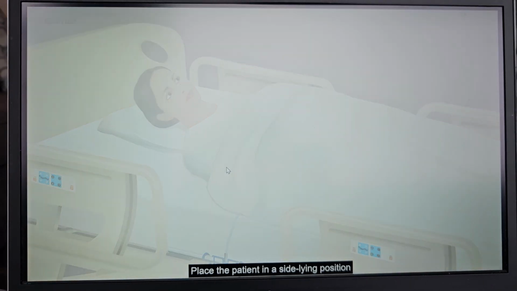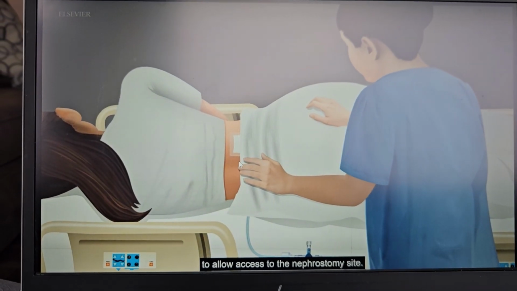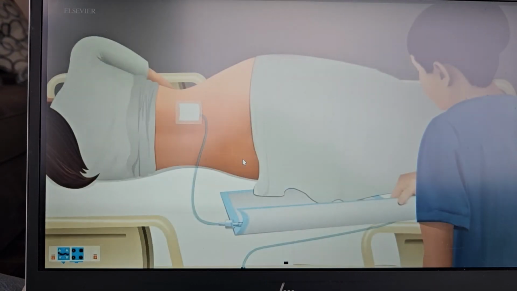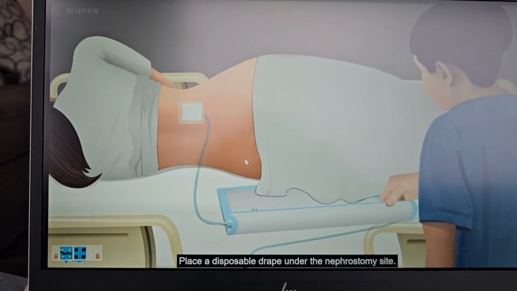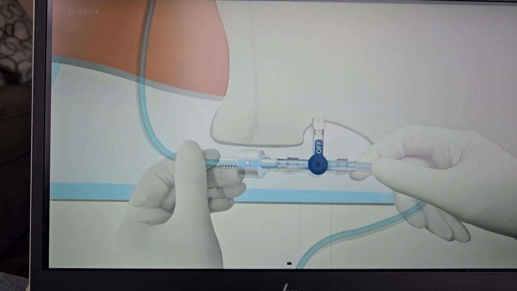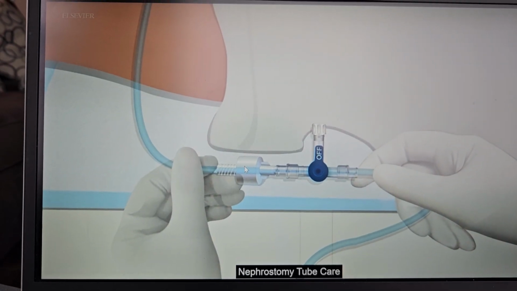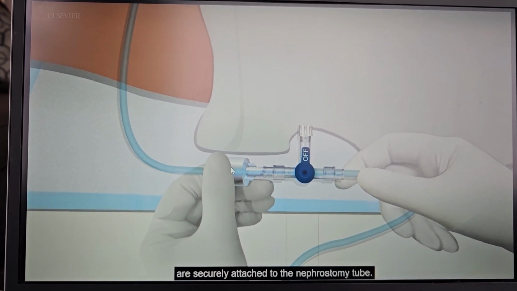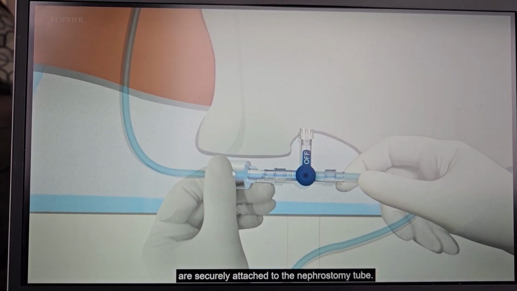Place the patient in a side-lying position to allow access to the nephrostomy site. Place a disposable drape under the nephrostomy site. Nephrostomy tube care. Ensure that the drainage bag and tubing system are securely attached to the nephrostomy tube.